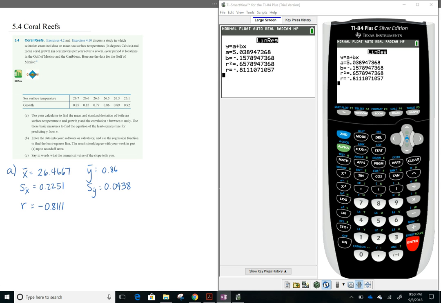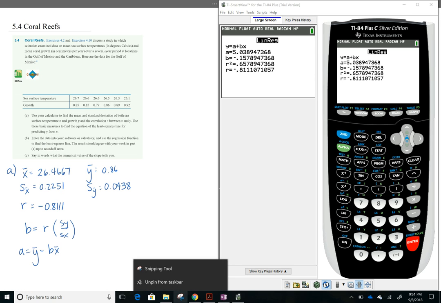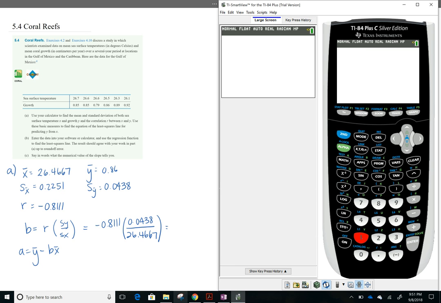So we've calculated our mean and standard deviation and the value for R. Now we need to calculate A and B. We start with B first. That's found by taking R times the standard deviation of y over the standard deviation of x. A is going to be found by taking the mean of y minus b times the mean of x. For b, we have negative 0.8111 times 0.0438 divided by 26.4667. I'm going to use my calculator to compute these values.